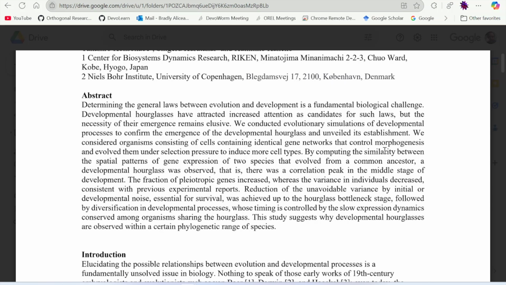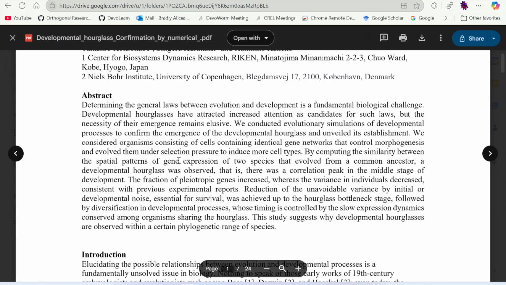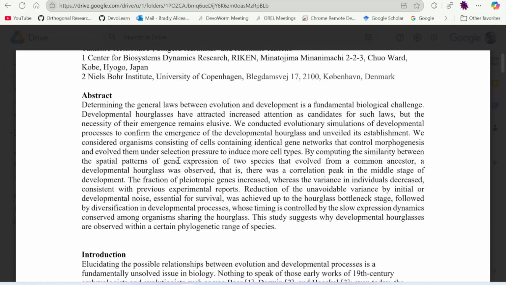By computing the similarity between the spatial patterns of gene expression of two species that evolved from a common ancestor, a developmental hourglass was observed. So this is where they're looking at the spatial patterns of gene expression across the embryo. They're looking at different cells from anterior to posterior end of the embryo. They're looking at these gene expression patterns, and they're looking across phylogeny. So they're looking at two species separated by phylogenetic distance, but having a common ancestor.